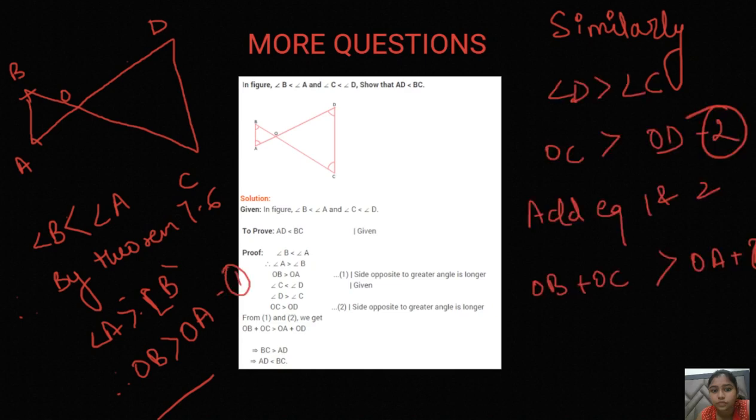Now what we have to do is we just have to mark them as 1 and 2. Add equation 1 and 2. We'll get OB plus OC is greater than OA plus OD. So BC is greater than AD. Hence proved.